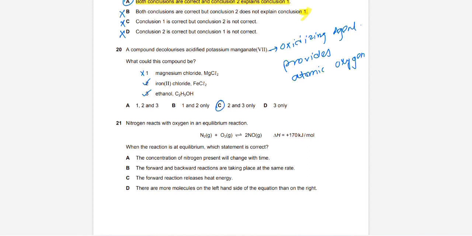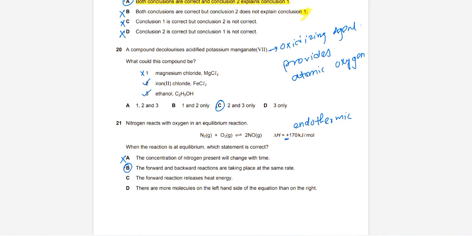Nitrogen reacts with oxygen in an equilibrium reaction. You have seen this. When the reaction is at equilibrium, which statement is correct? What it shows? Plus means this is an endothermic reaction, meaning heat is added. The concentration of nitrogen present will change with time. At equilibrium, concentration will not change. The forward and backward reactions are taking place at the same rate. Yes. At equilibrium, both forward and reverse reactions take place at the same rate.